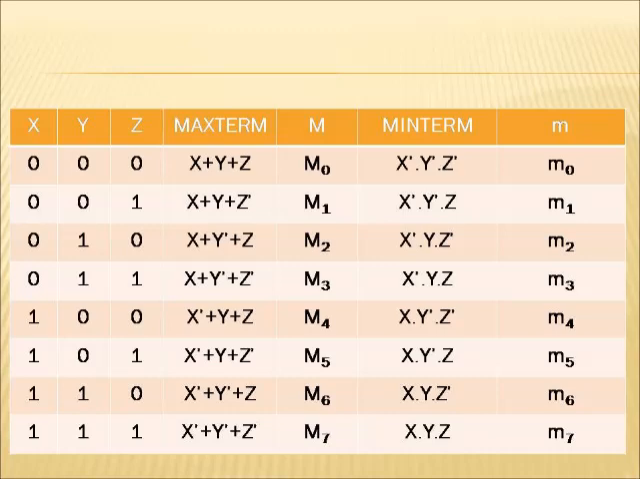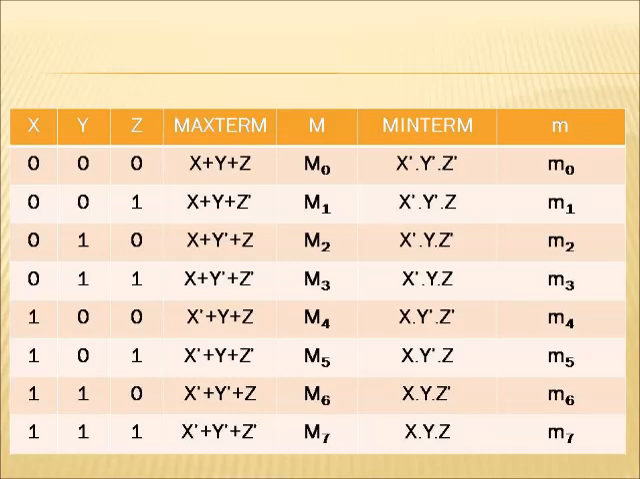Similarly, when x is equal to 0, y is equal to 1 and z is equal to 0, we can write it as x bar dot y dot z bar. Here only y is 1, so we write x bar dot y dot z bar.